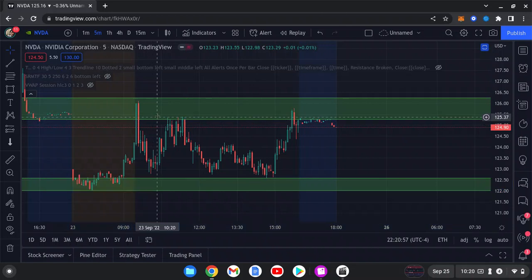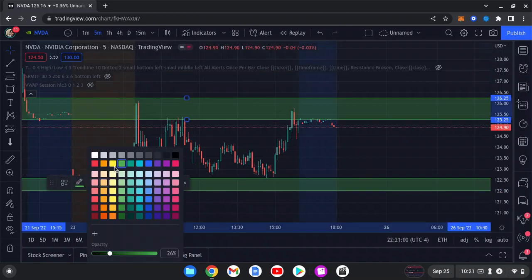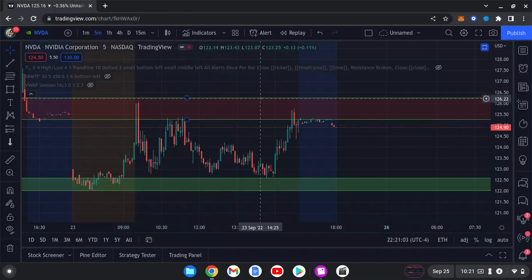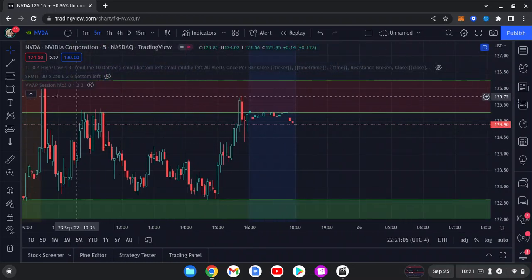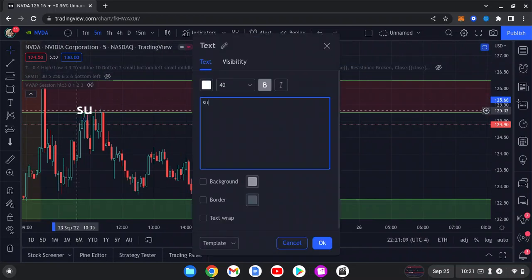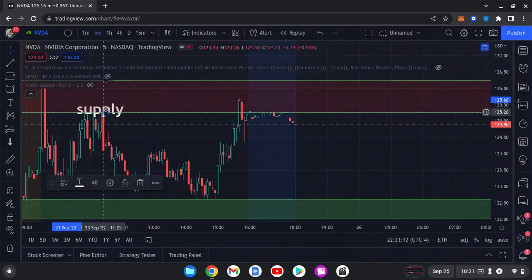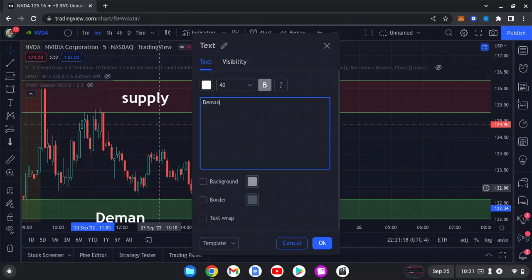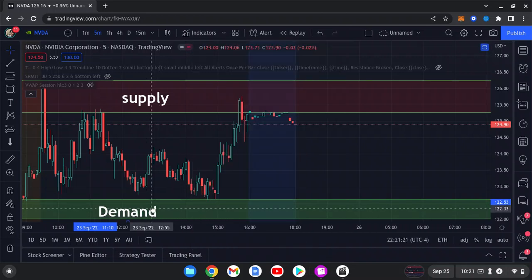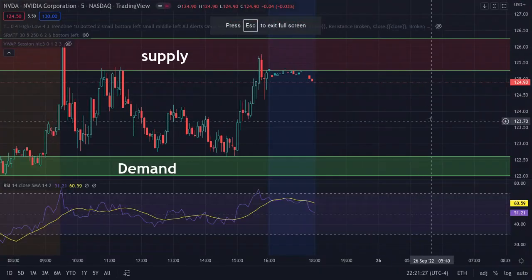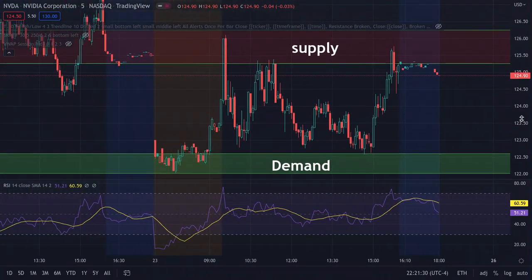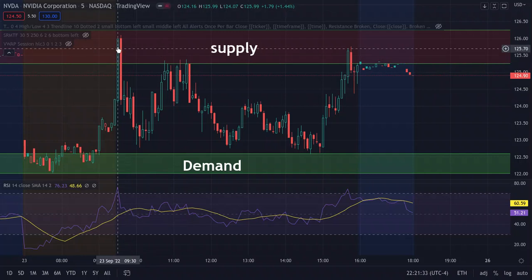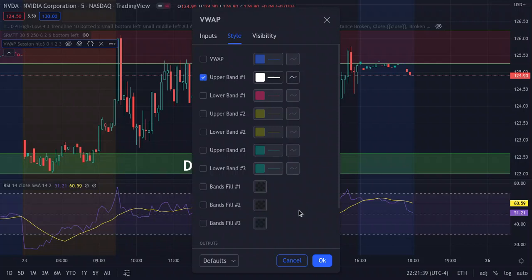We'll make this red. Okay, so this is almost the same exact thing. So we have our supply, we have our demand zone, and we can see our RSI. So we would do the same thing. We would wait till the stock comes into a supply zone, and we would look for puts only from the supply zone.